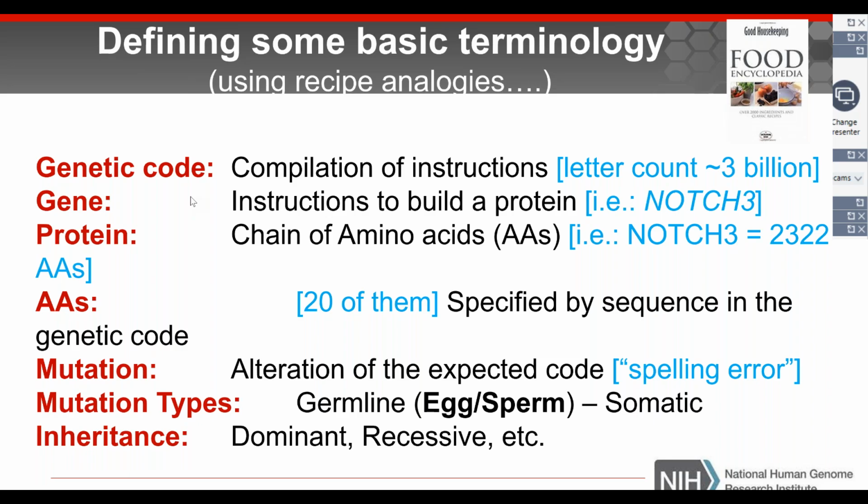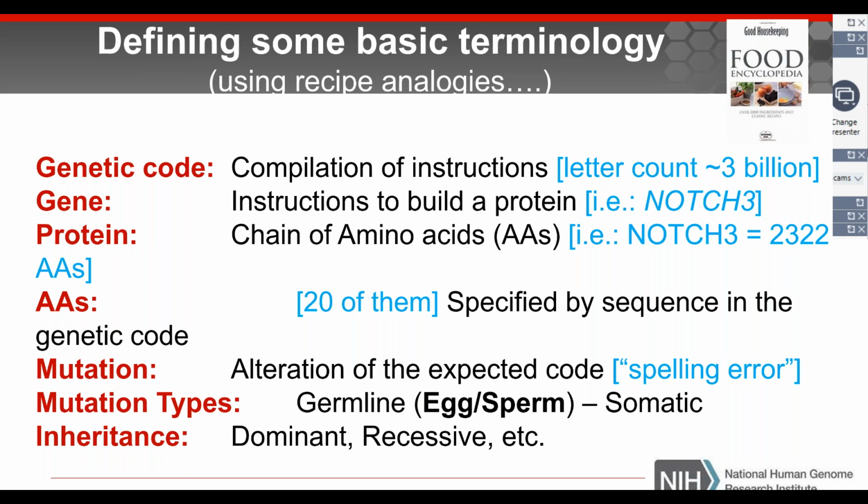And those letters, so you can think of the encyclopedia of recipes as containing a total of about 3 billion characters. And in those 3 billion characters, we have the instructions to build all the proteins in our body. Humans have approximately 20,000 different proteins. So we can say the encyclopedia contains the recipes for about 20,000 different proteins. And those recipes are determined by the order in which these building blocks called amino acids are put together.